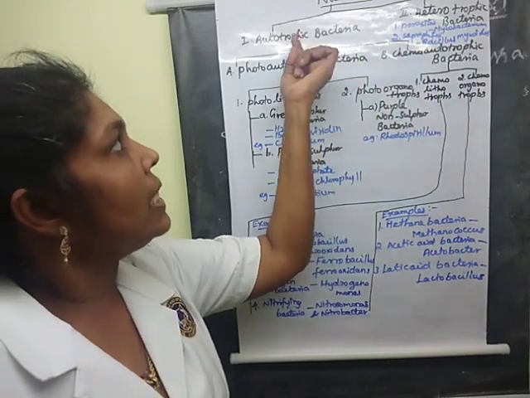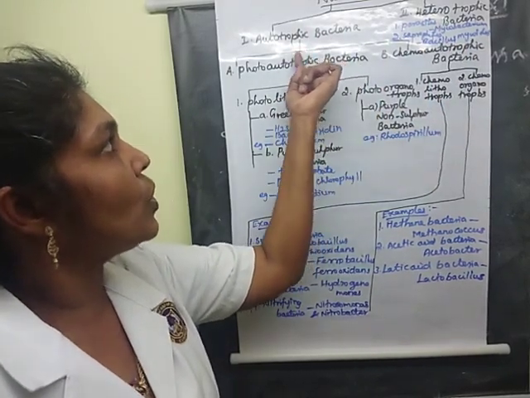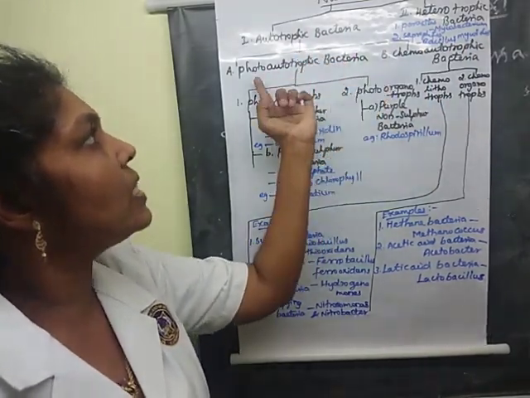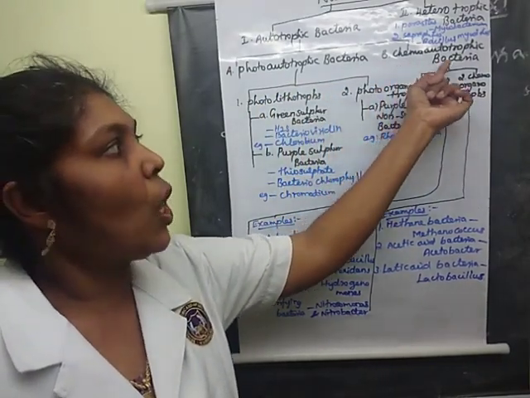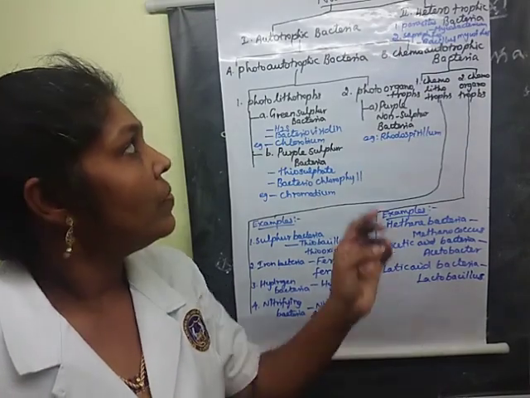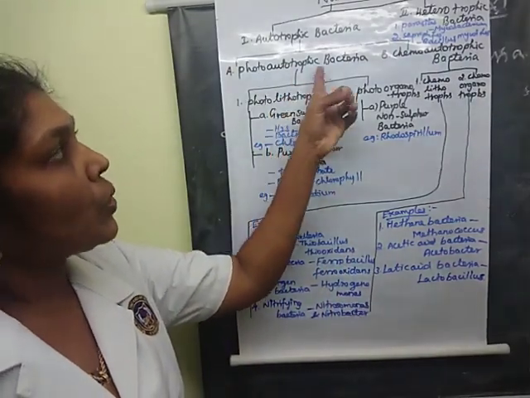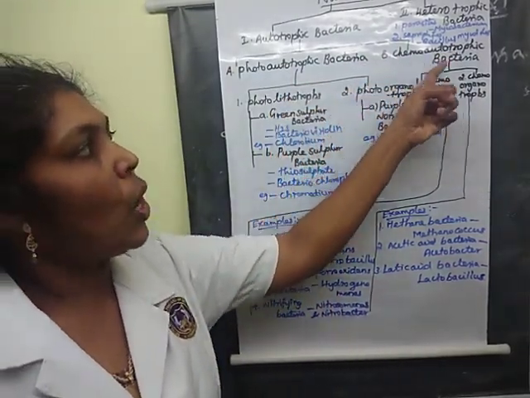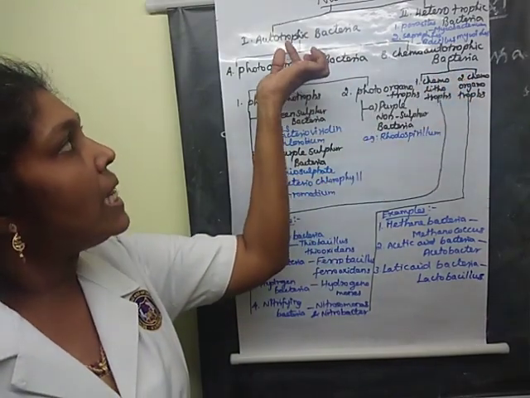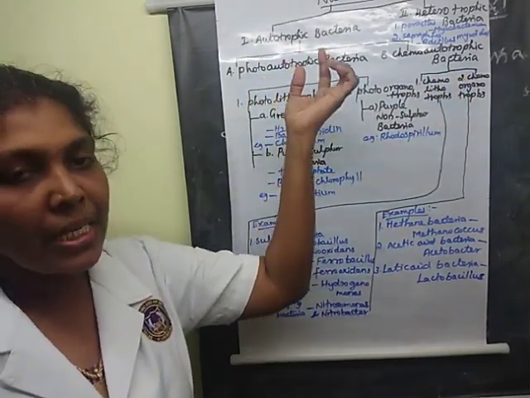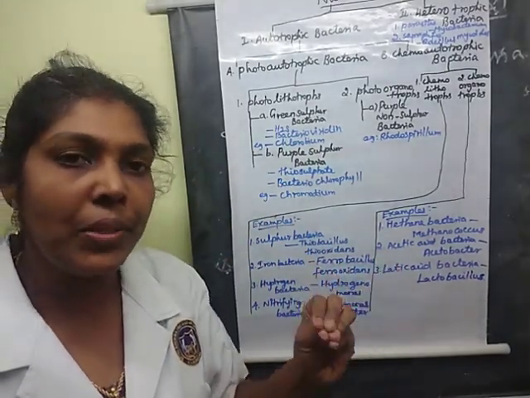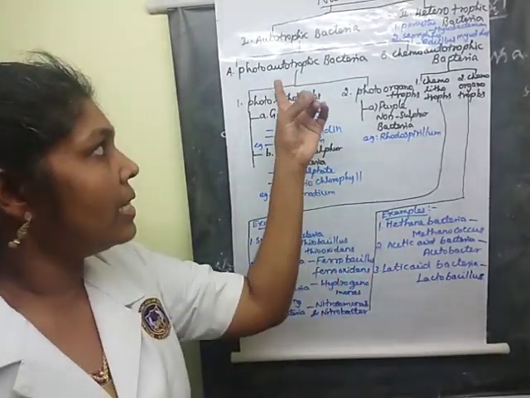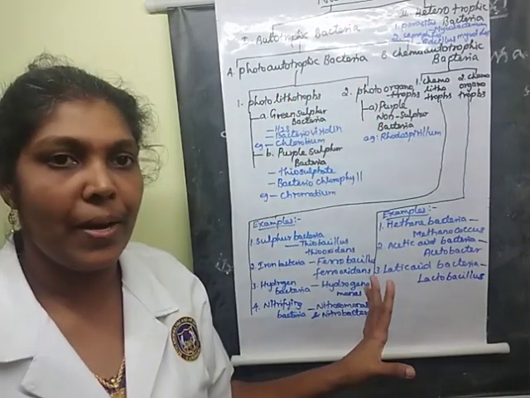Clear? Then autotrophic bacteria are also divided into two. One is photoautotrophic bacteria and the second is chemoautotrophic bacteria. Autotrophic bacteria means they can synthesize their own food. They use sunlight. Clear? That is photoautotrophic bacteria.